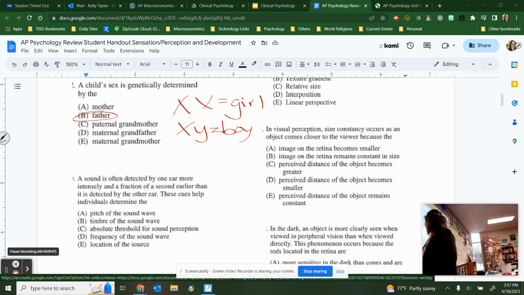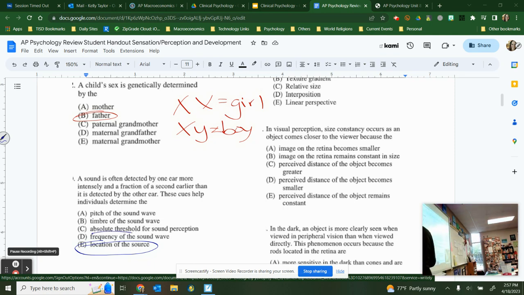Let's talk about this one. Sound is often detected by one ear more intensely and a fraction of a second earlier than it is detected by the other ear. What does that mean? What does it mean about the ear that gets the sound first? Closer. It's closer to the sound. And so this helps you determine the location of the sound. Obviously the one that's getting the sound faster, just slightly faster, is closer to the sound.